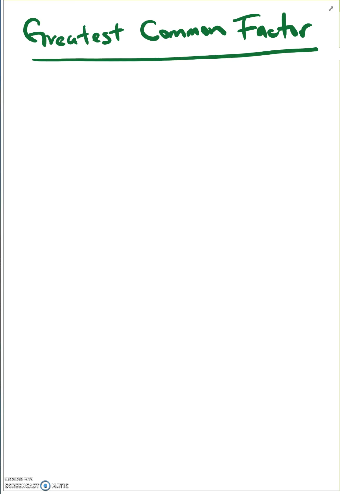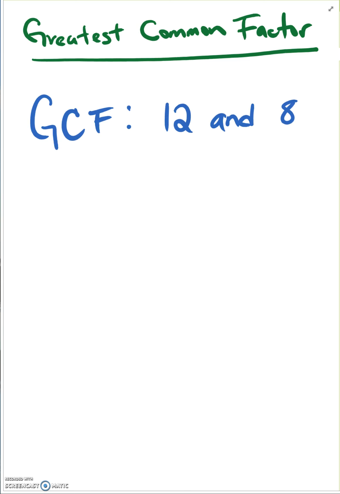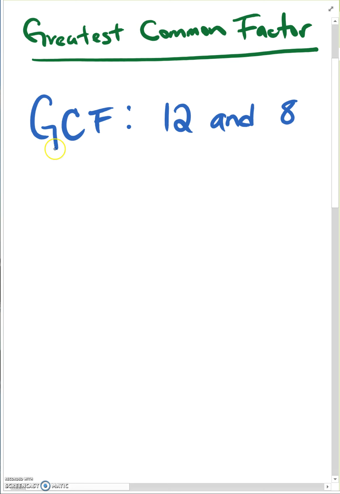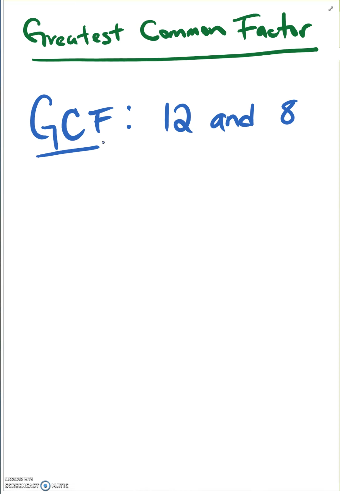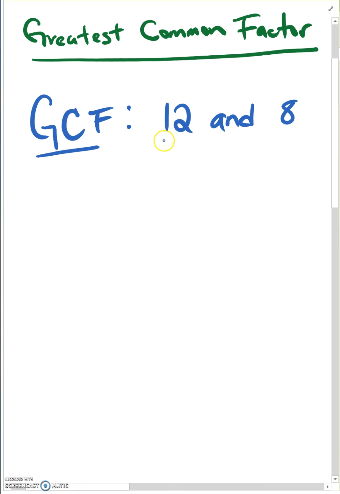Okay, so before getting into fractions, we're going to learn how to get the greatest common factor of two numbers. So when we get the greatest common factor, or the GCF, we find out what is the highest number that could divide evenly into both numbers without having a remainder. So let's try to find the GCF of 12 and 8.